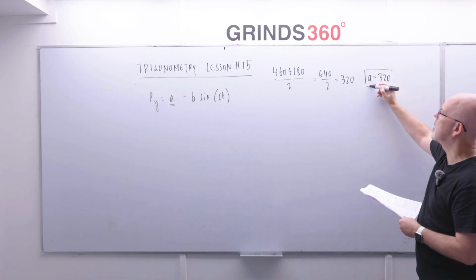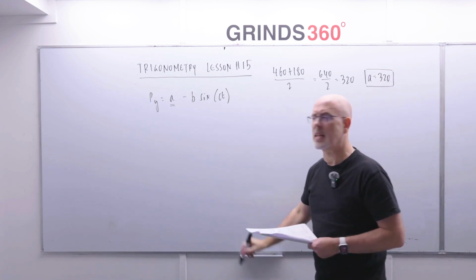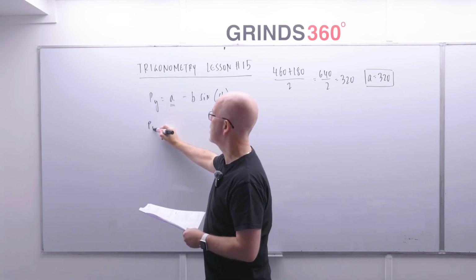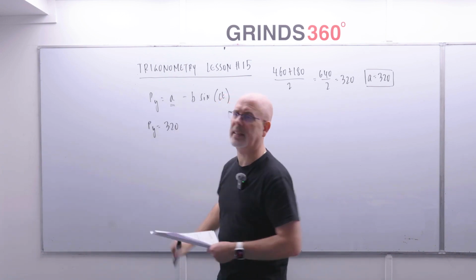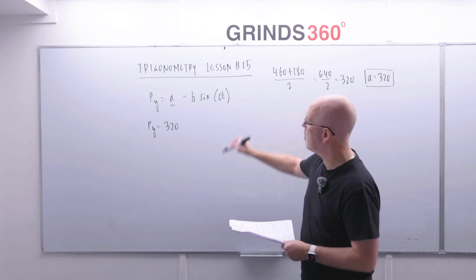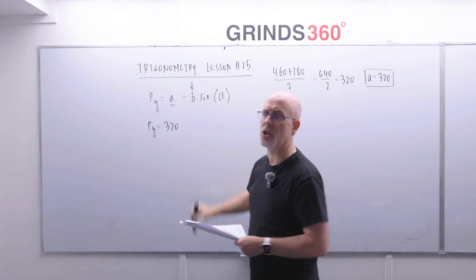He said find the values of A, B, and C. So A is 320. I'm putting my formula together now, as I will in a second. A is 320. That's my center line. Now remember, this number here, B, that's your amplitude.